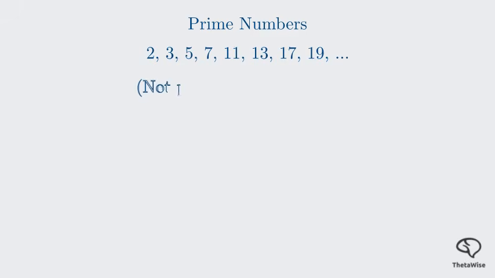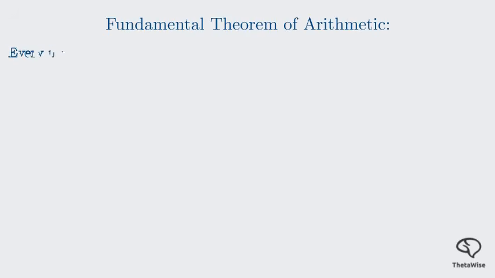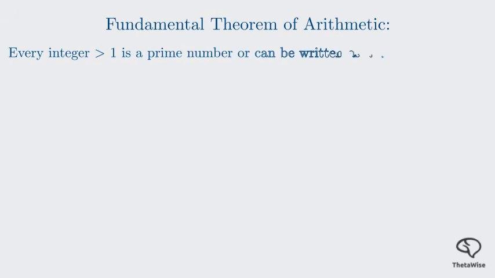Notice that 4 is not prime because it's divisible by 2. 9 is not prime because it's divisible by 3. A key property that makes primes so important is the fundamental theorem of arithmetic. This states that every whole number greater than 1 is either a prime number itself, or it can be written as a unique product of prime numbers. It's like every number has its own unique prime DNA.